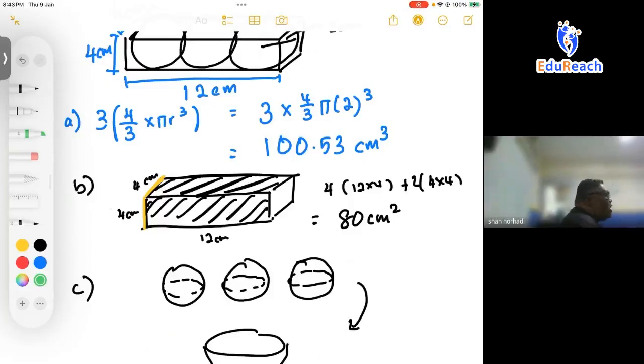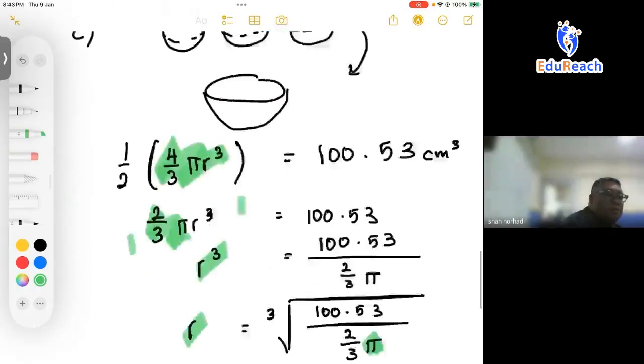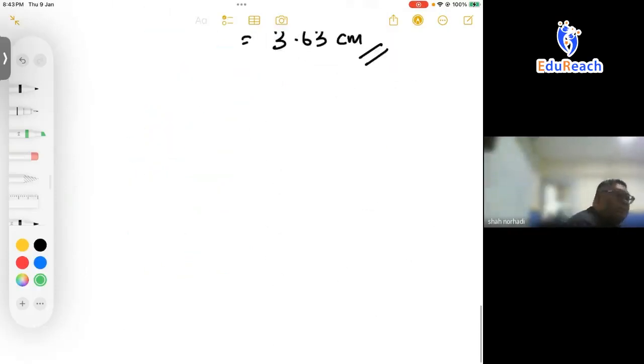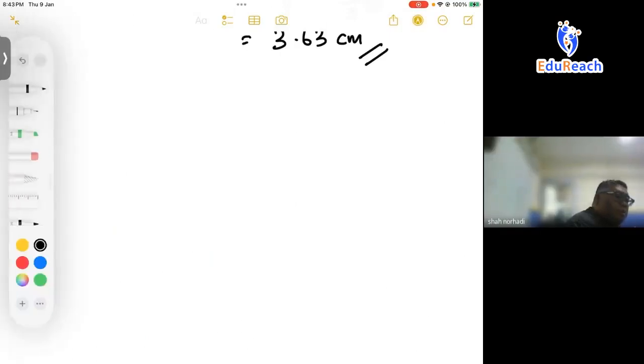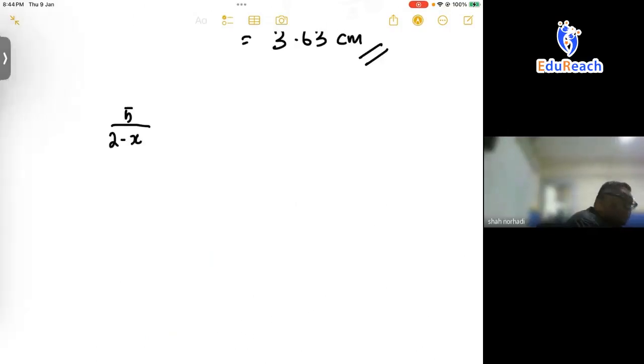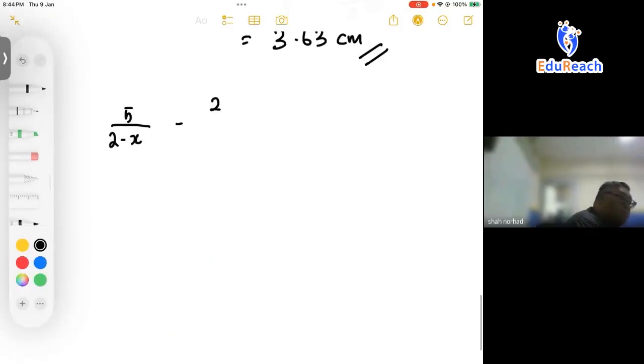All right, question 3 is an algebraic fractional question where you are supposed to find the value of x. This is a mastery question where you are handling fractions. So let me write down the equation first. Okay, a 3 marks question.